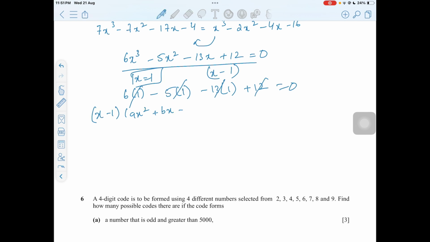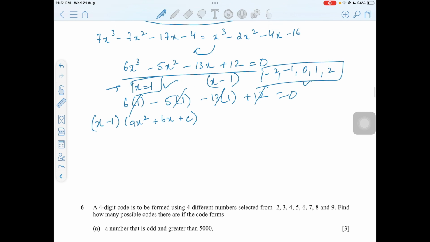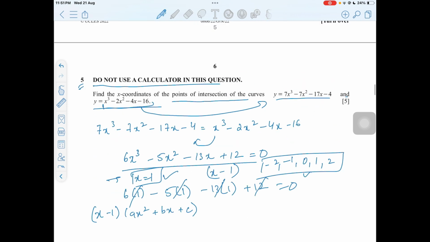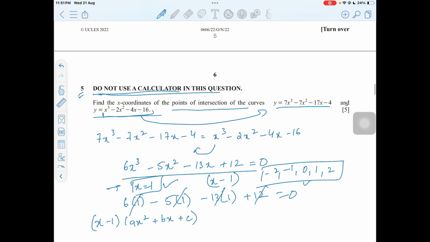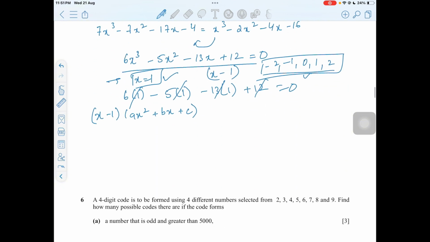Now how did I get x equals 1? You can do some trial and error. You can use negative 1, 0, 1, 2, negative 2, all these values, or use the calculator, right? Now if we are not allowed the calculator, you can use these 2 or 3 or these 5 values. You will surely get an answer, right? So we have this. Now we need the other two roots.